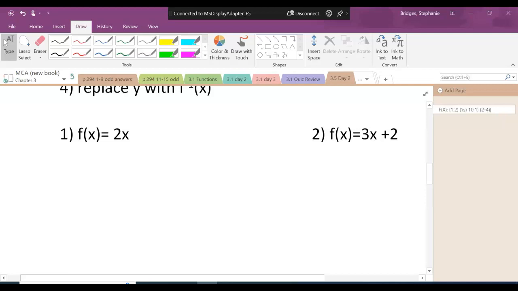First step says to what? Replace f of x with y. So I'm going to change my equation to y equals 2x. Then the second step tells me to switch the x and the y. So where the y is, I'm putting an x, and where the x is, I'm putting a y.